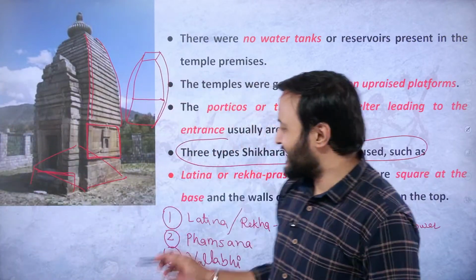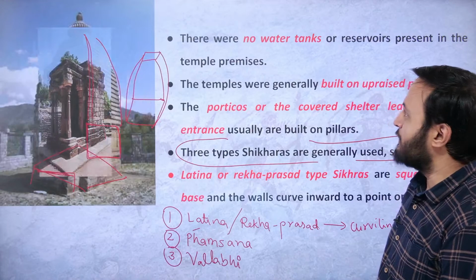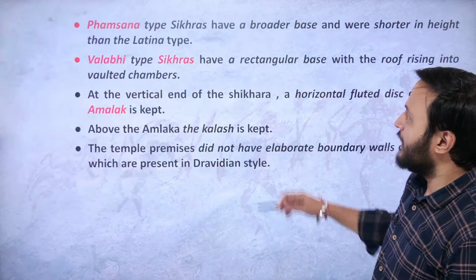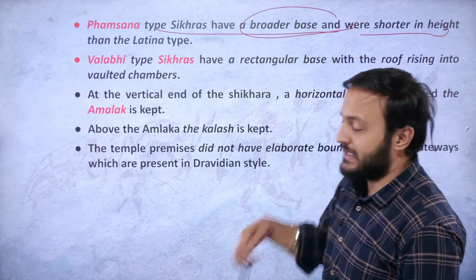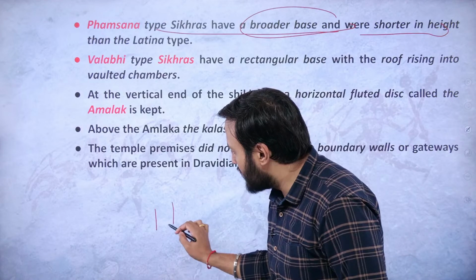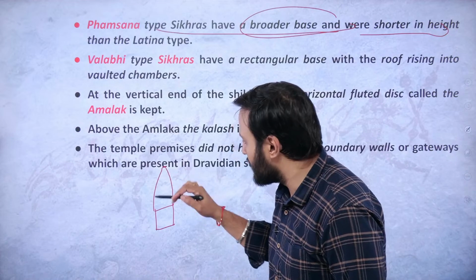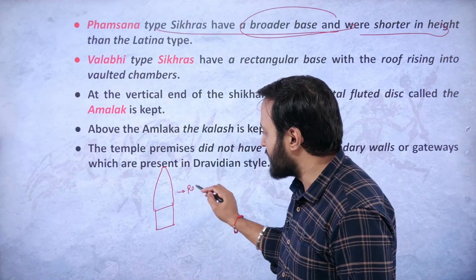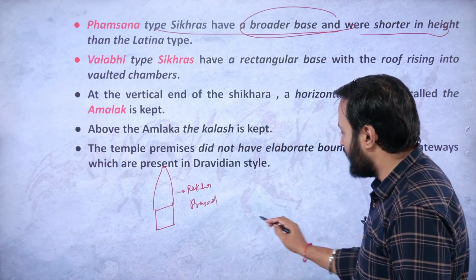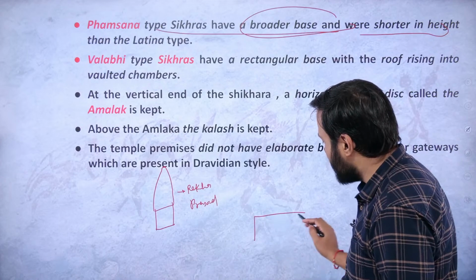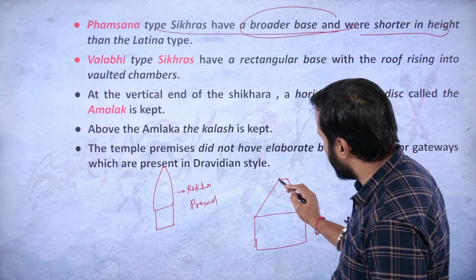Then we come across the second type, that is the Phamsana. What is the Phamsana type here? Guys, let me tell you, these type of shikharas have a broad base and are shorter in height. Usually when you have a smaller base, you will have elongated towers. This will be your Rekha Prasad. But if you have a broad base, you will expect that the tower will end soon.